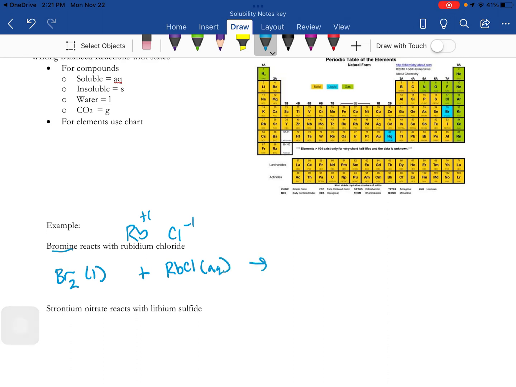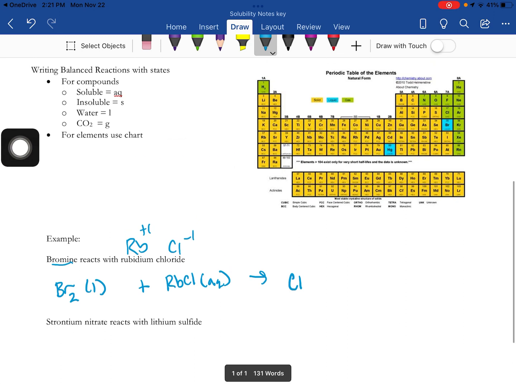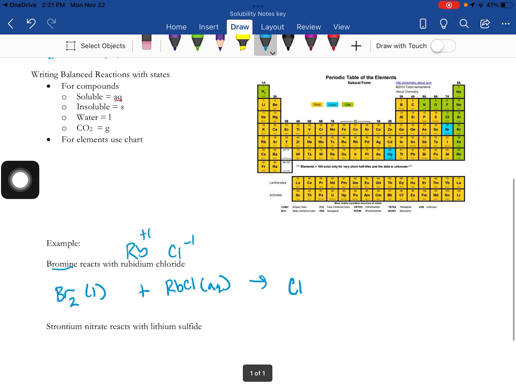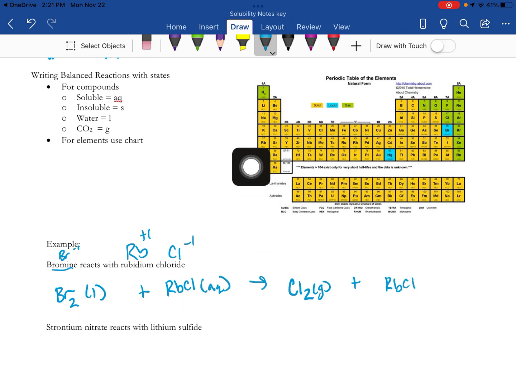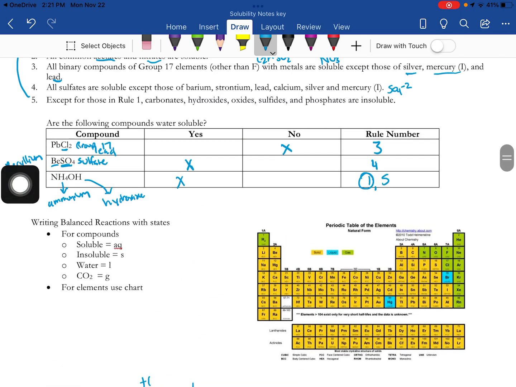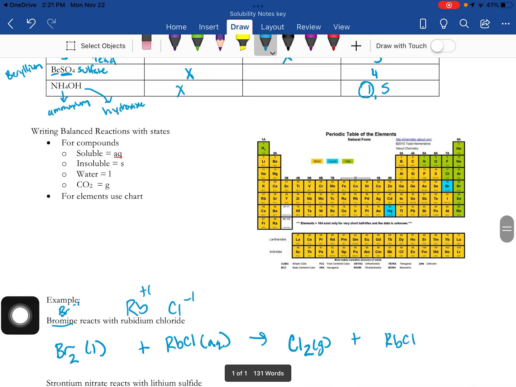Then this is a single replacement reaction. Bromine is a nonmetal, so it replaces the other nonmetal. So Cl will be by itself. Cl is in group 17. It's green. Green tells you it's a gas, so it needs to have a gas behind it. It's also part of Brinkelhoff and an element right now, so it needs to have a 2. Plus, your rubidium will now combine with your bromine. Bromine is a minus 1. So plus 1 minus 1, we'll get RbBr. Once again, Rb is group 1, and group 1 is soluble, so we write AQ.